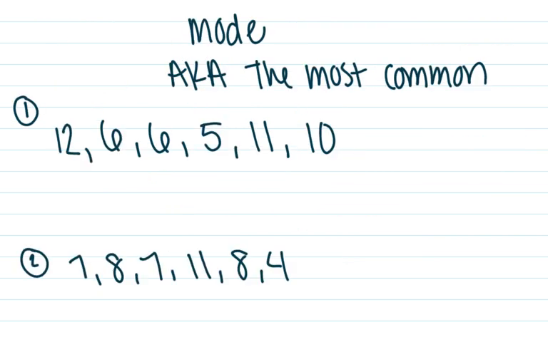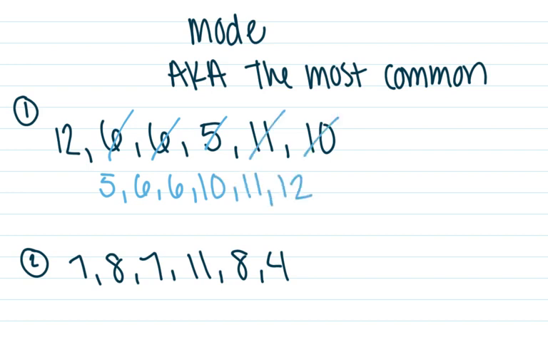Our next thing that we have to talk about is the mode, otherwise known as the most common number. This is another one where you want to order them in order from least to greatest. It just kind of makes it easier to see what's going on. So I'm going to order these from least to greatest. And literally the mode is really, really cool. It's one of my favorite measures of central tendency because you just look and you see which number you see the most.